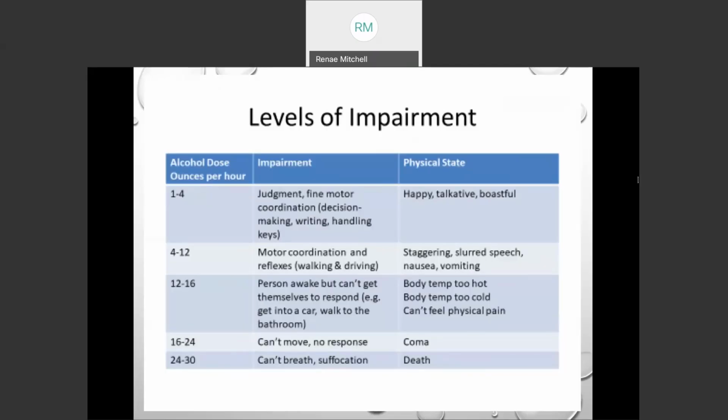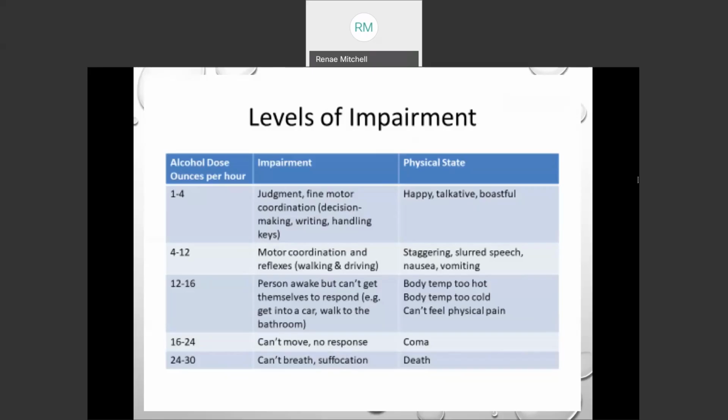So as alcohol is ingested and metabolized and processed in the body, it creates physical sensations as well as mental experiences that describe intoxication or being impaired by alcohol. And that's what we'll be talking about in this lecture: the effects of alcohol on the body.